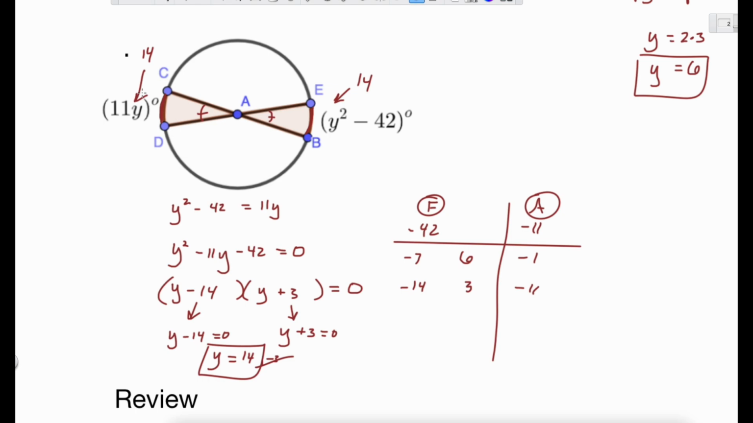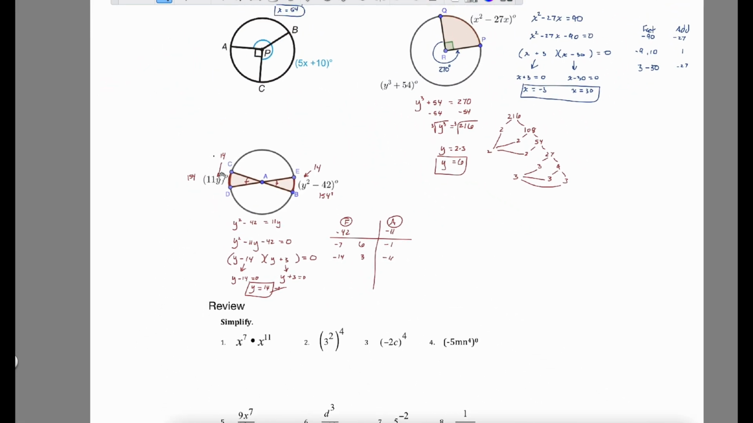11 times 14 is 154. So if I actually make this problem to scale, this should be a much larger angle. This will be 154, and then 14 squared is 196, minus 42 is also going to give us 154. So it checks. The problem checks. It's not to scale, but that's the way it is.